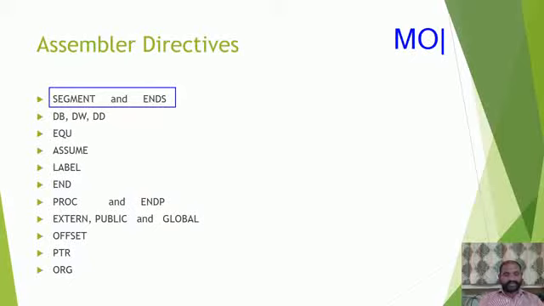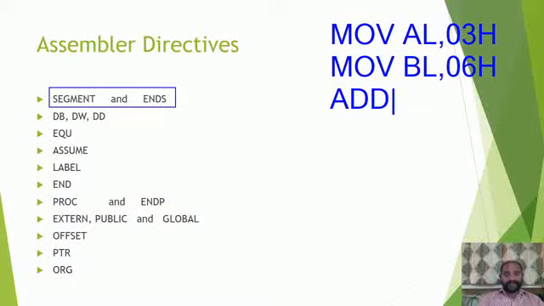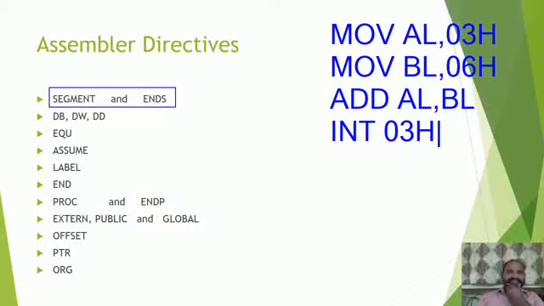I'm going to take the space over here. So when writing the program performing the addition between two numbers, I would like to perform the addition between the two numbers which are there in the AL and BL content. I'm just taking 06H. After that I'm performing the add operation, ADD AL, BL, and I'm terminating my program with INT 03. So this is the actual program.